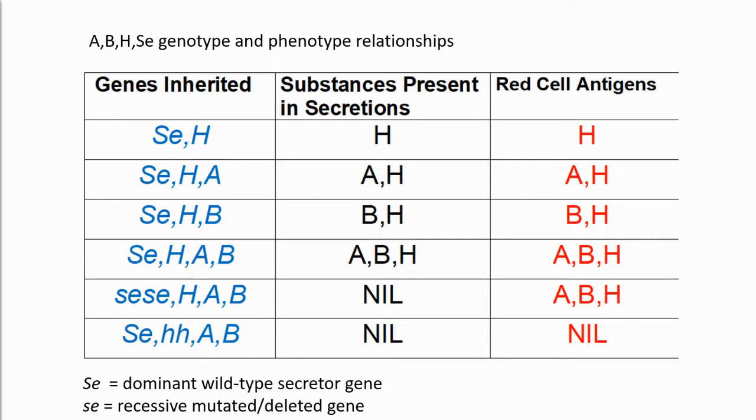This table highlights the effect of inheritance of either the dominant wild-type secretor gene or the recessive mutated form or deletion of the gene. Note the red cell antigen expression is only affected in those who are homozygous recessive for the H gene.